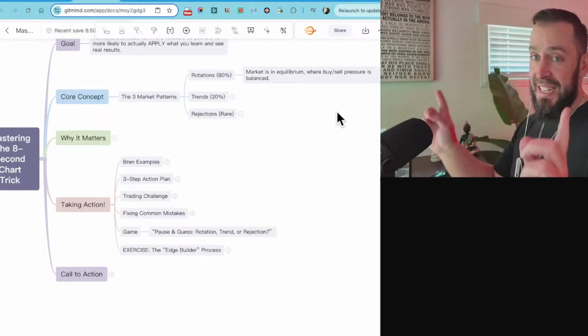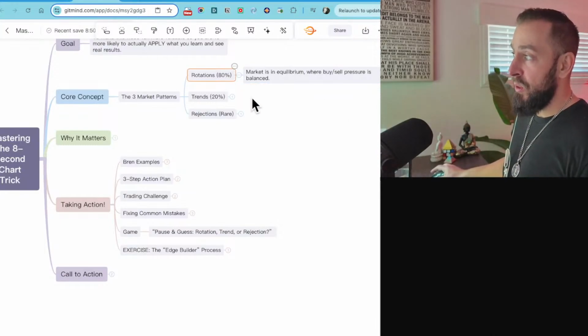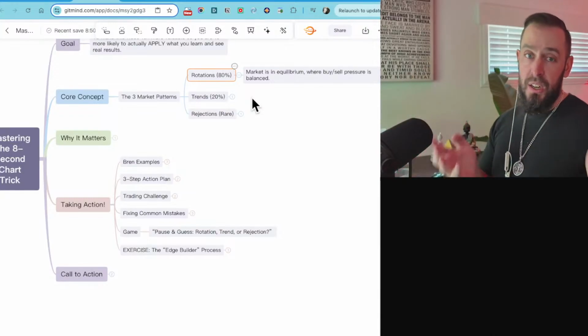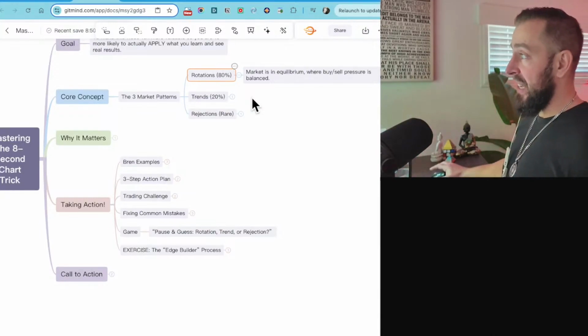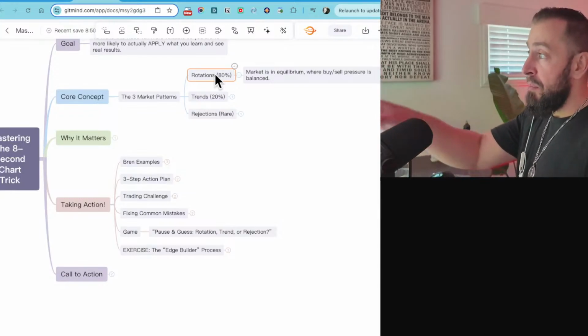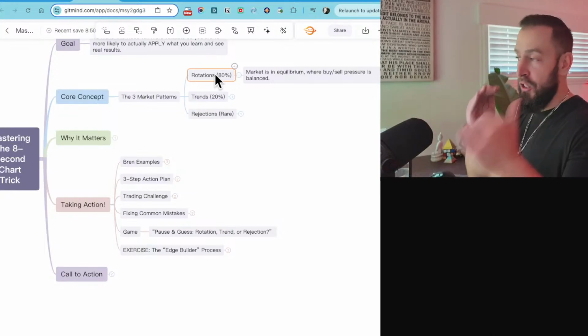Now, when the market is in that average price kind of zone, what you see is a rotation, or I would consider a range, okay? Call it a rotation, call it a range, doesn't matter, it's the same thing. 80% of the time, the market is in a range because that's the goal of the market. And that's when buyers and sellers are trading the most.